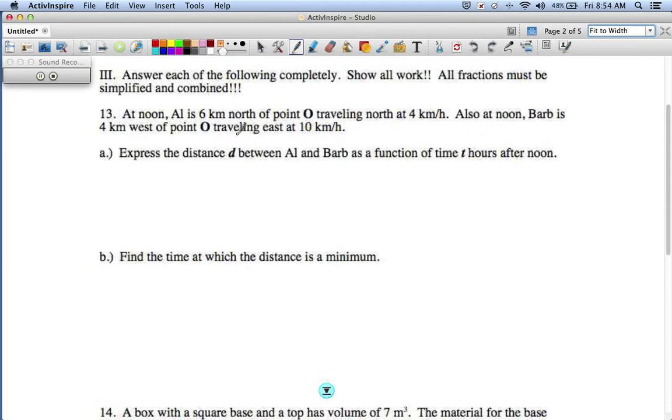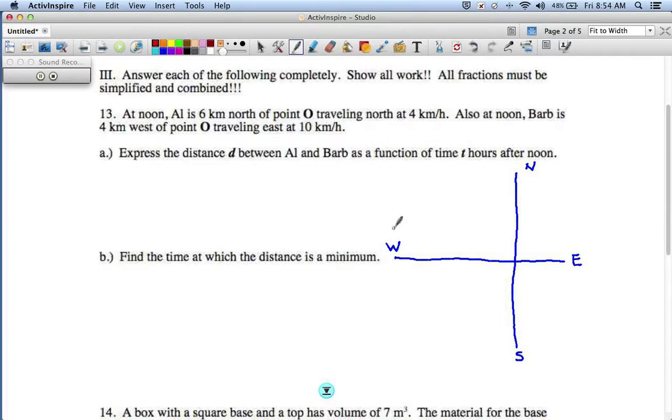At noon, Al is 6 kilometers north of point O, traveling north at 4 kilometers per hour. Also at noon, Barb is 4 kilometers west of O. So I want to put my north-south line here. Let's give myself a western line here. Okay, remember, north, never eat shredded wheat.